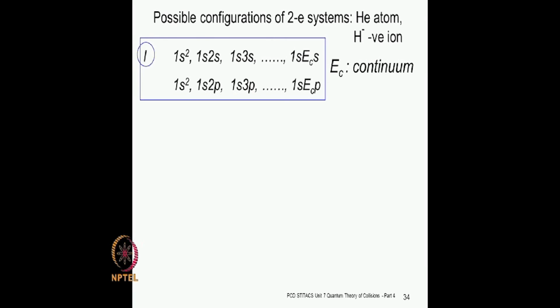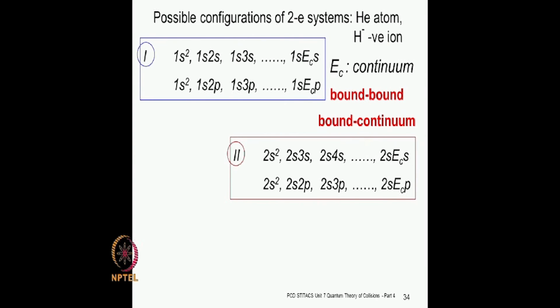But this is not the only one. You may also have 2s2. So, you may have another series which is built on the 2s2 configuration. So, 2s2, 2s3s, 2s4s, 2s continuum s. You may also have 2s2p, 2s3p and 2s continuum p and so on, right.